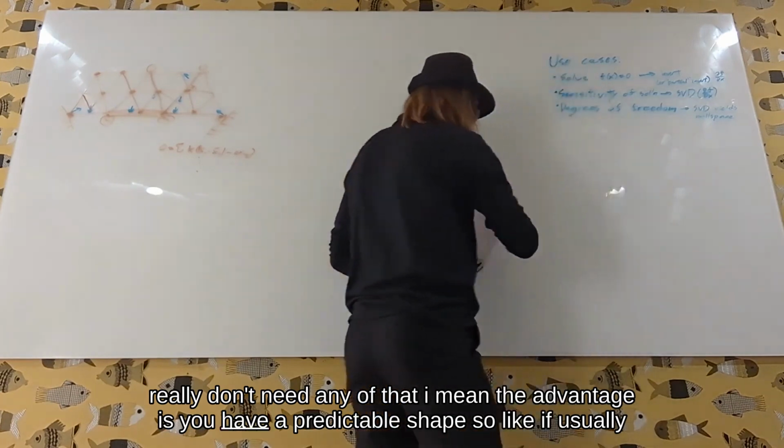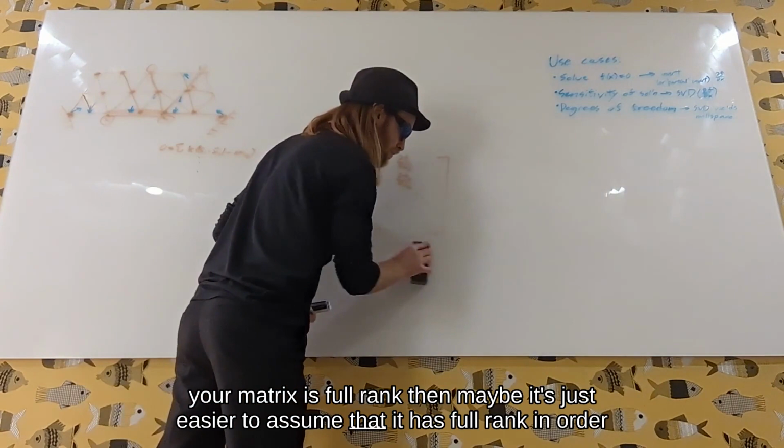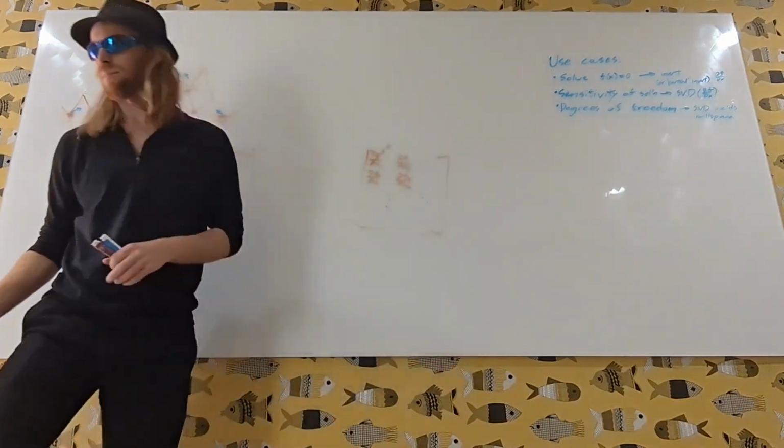I mean, the advantage is you have a predictable shape. So if usually your matrix is full rank, then maybe it's just easier to assume that it has full rank in all of the rest of your code.